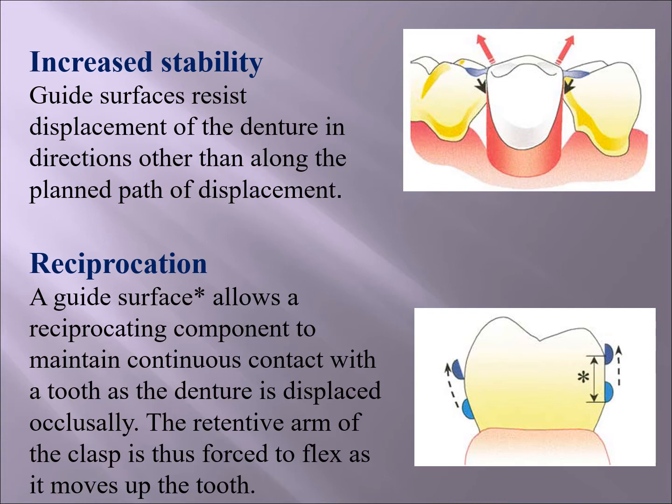To make sure the reciprocal component is in contact with the tooth during the movement of the retentive tip up and down the survey line, you have to prepare a guiding plane on the other side, which is here on the palatal surface. Again, it's around 2 to 3 millimeters, and this makes sure that the reciprocal component is always in action.